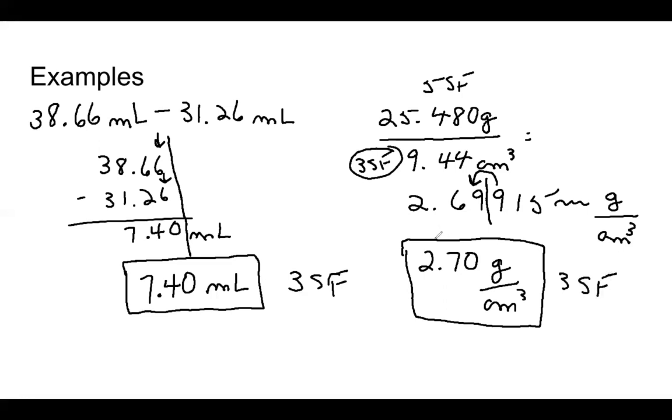Okay, so it's very important whenever you see an operation or you're doing addition and subtraction, you look at the decimal places or the estimated digit place. If you're doing multiplication or division, then you're looking at the sig figs in each number. Okay, let's do more. Okay, let's look at this one.